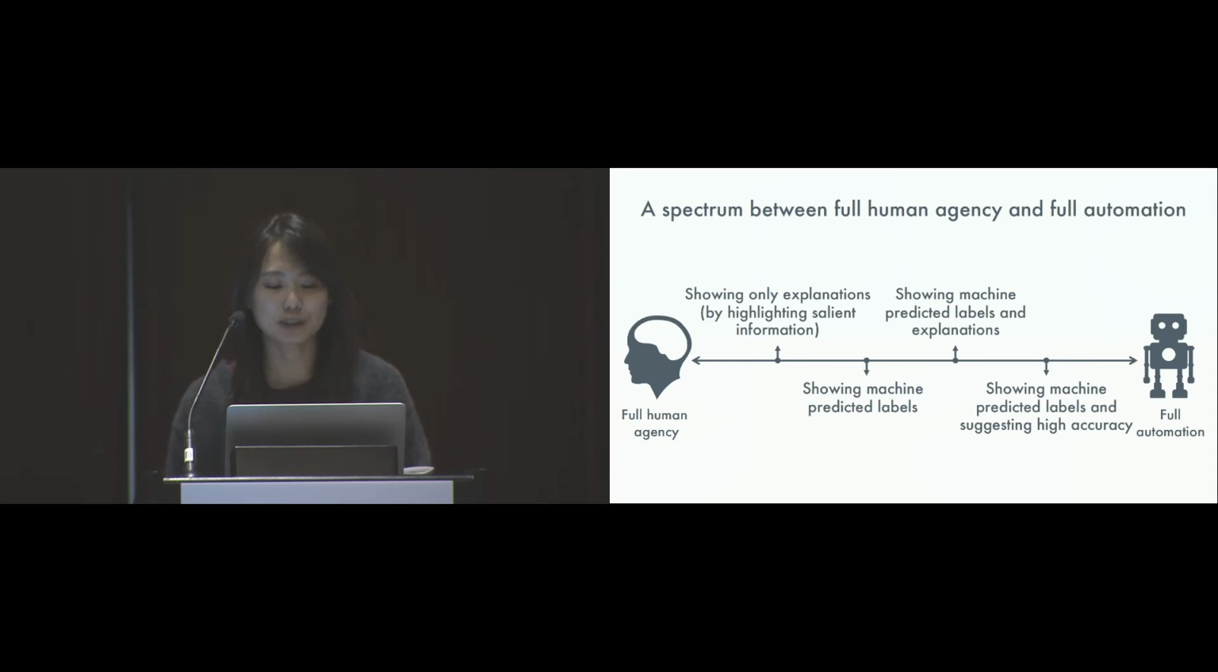So we propose a spectrum between full human agency and full automation. Ideally, we hope that humans can perform well with minimal machine assistance, such as only showing explanations without revealing the predicted labels. Explanations here may be highlighting important information from the perspective of the machine. And as you can see on the slide, moving towards the right of the spectrum, the influence of the machine becomes greater and greater. First, we show predicted labels, then we show predicted labels with explanations, and last, we show predicted labels and statements suggesting that the machine performance is high.